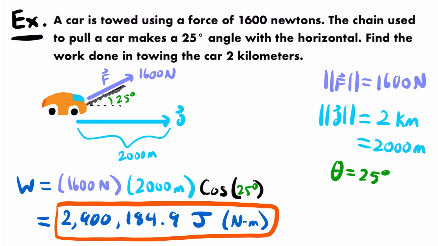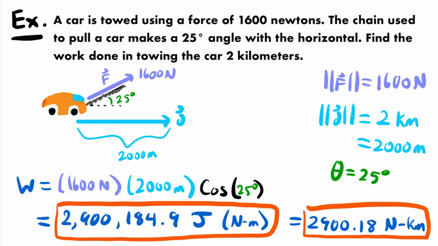But if you'd rather work in Newton kilometers, this answer would be a lot nicer. So if you do that, this would also be equal to 2,900.18 Newton kilometers. To get that answer, all I did was divide this one by 1,000, because if this is in Newton meters and you want Newton kilometers, there are 1,000 meters in a kilometer. So divide this by 1,000 and you get Newton kilometers. And that is the work done in this problem.